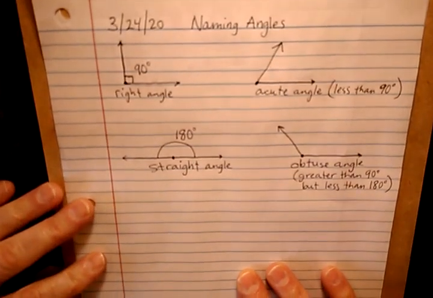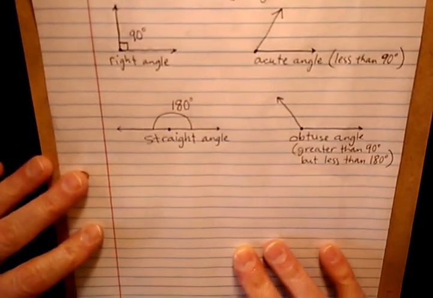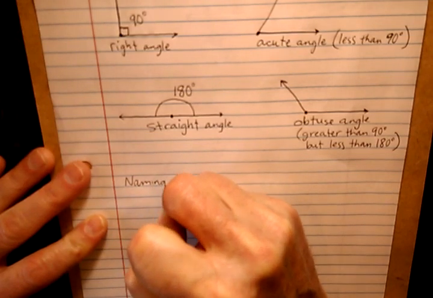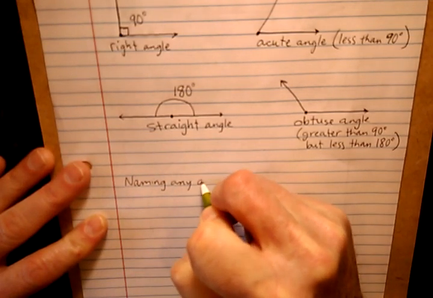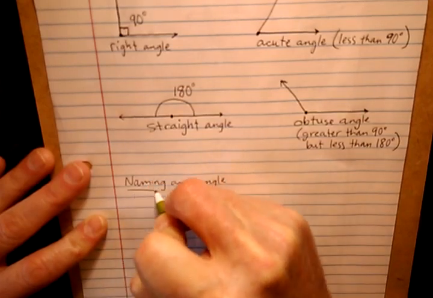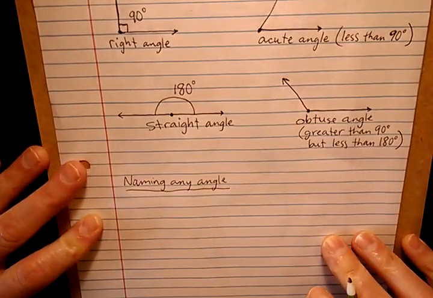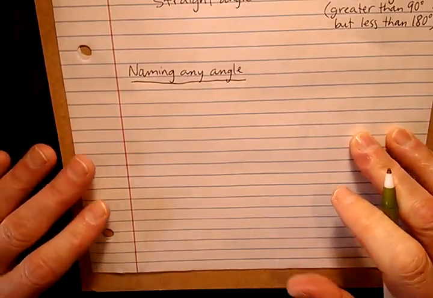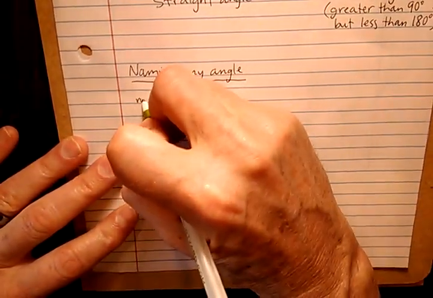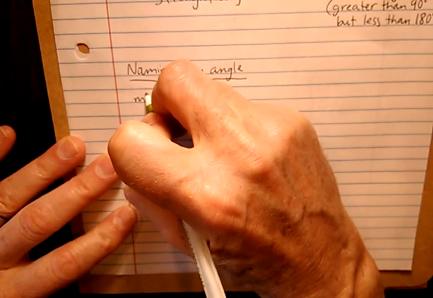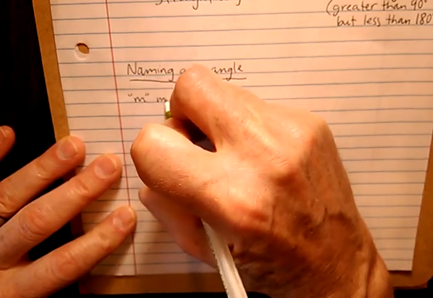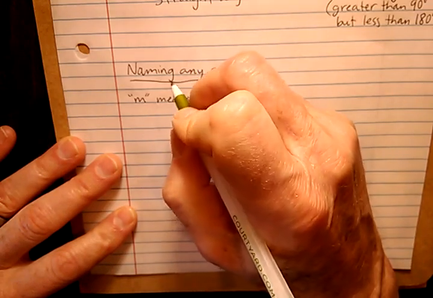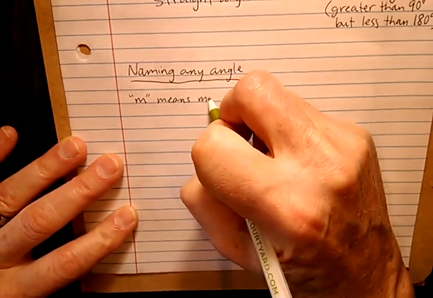The next part is how to name any angle. So let's write this down. Naming any angle. And there's a couple of notations that you need to understand in order to do this. First, a little m means measure.